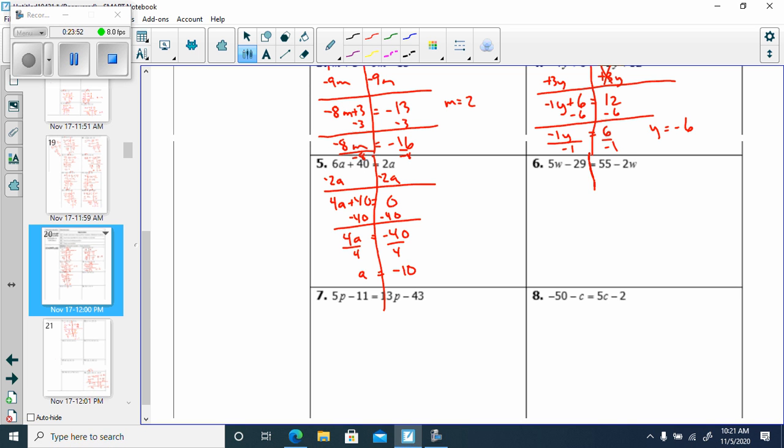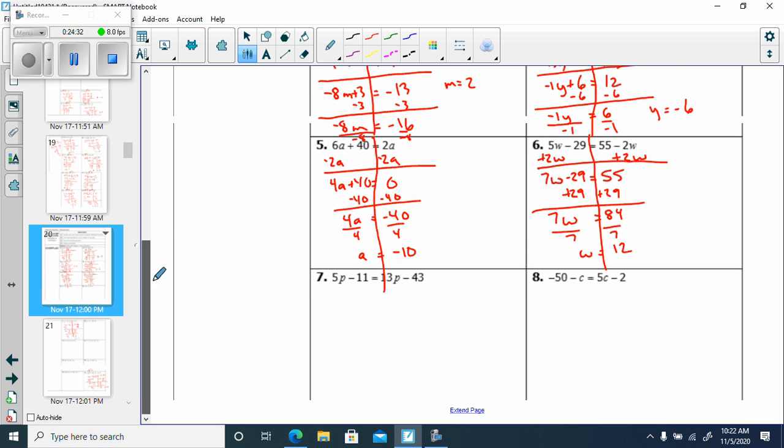Okay, now let's look at this. I need all the variables on one side and the numbers on the other. I'm going to add 2w to each side. That is 7w minus 29 equals 55. To get the numbers over here, I'm going to add 29. That's 7w is equal to 84. Divide both sides by 7, and w is equal to 12.